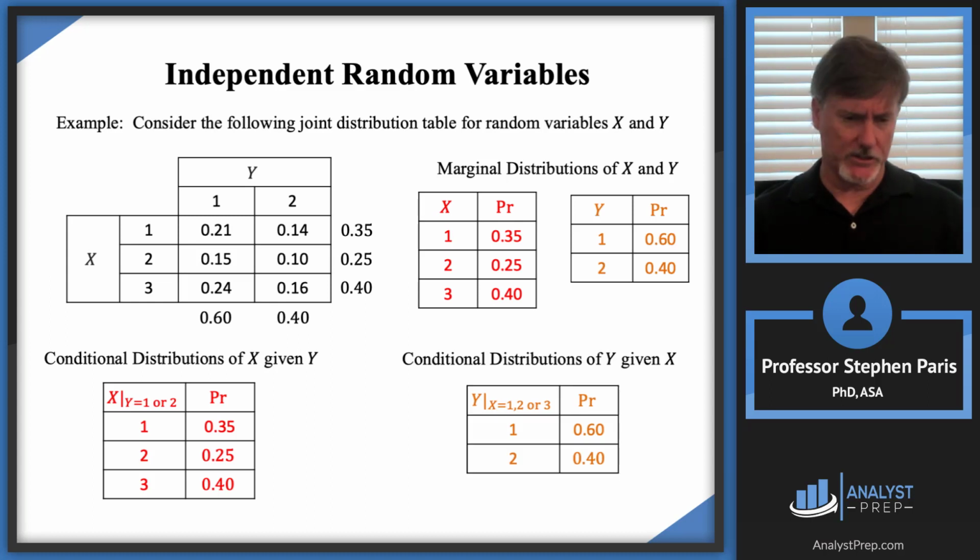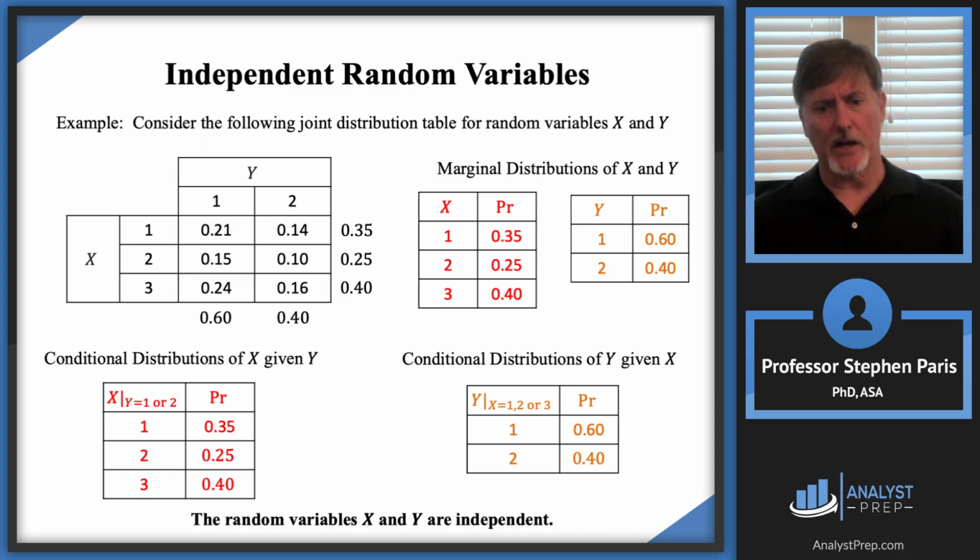I invite you to see that the same is going to be true for capital Y. If I condition capital Y on the event that capital X equals 1, or on the event that capital X equals 2, or on the event that capital X equals 3, I get the exact same thing as the marginal distribution of capital Y. And this is what is meant when I say that the random variables capital X and capital Y are independent. They don't depend on one another. The probabilities that capital X is equal to a 1, 2, or 3 are independent of capital Y. They don't depend on what capital Y is equal to. So in this case, I would say that the random variables are independent.